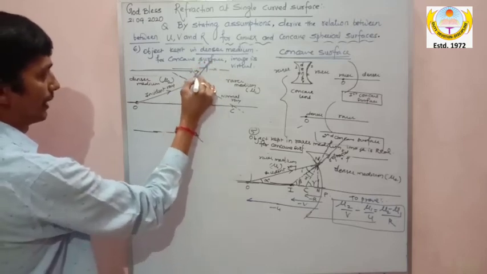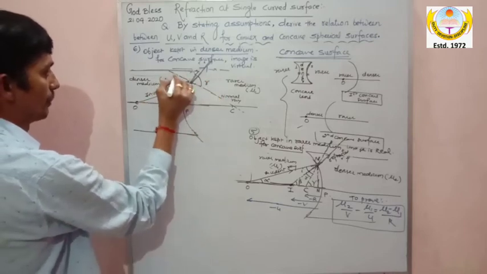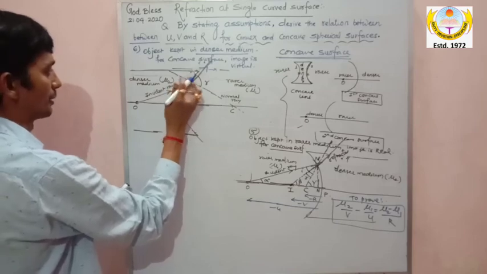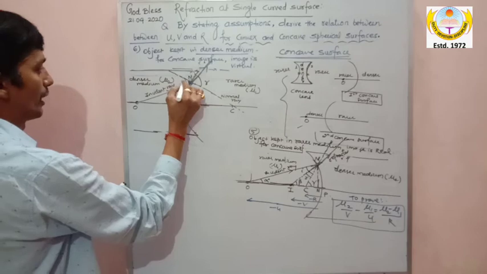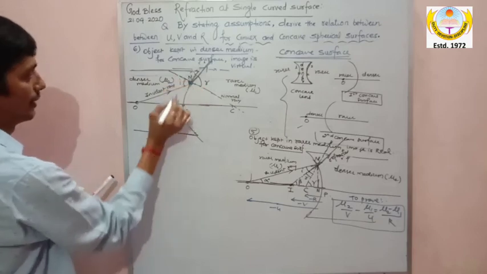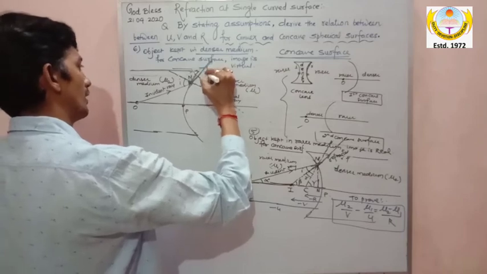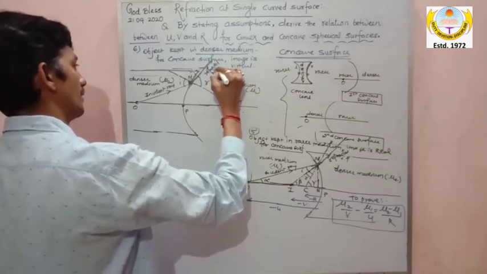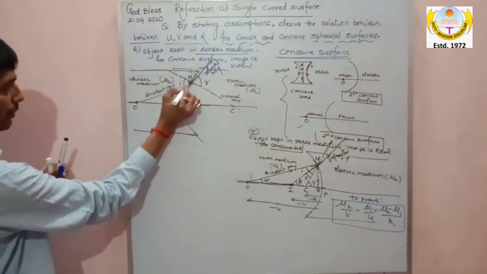This is normal and here is the angle r. This is incident ray. This is normal. I have written here, so this is angle and here it is point M. This is your angle i. Now this is your refracted ray. So this refracted ray can be produced further.